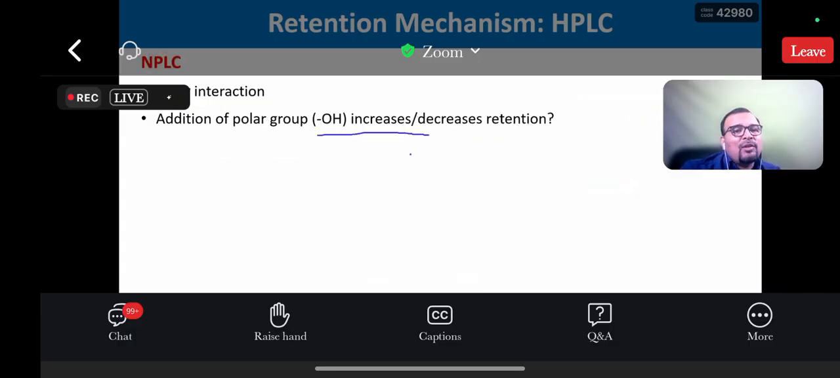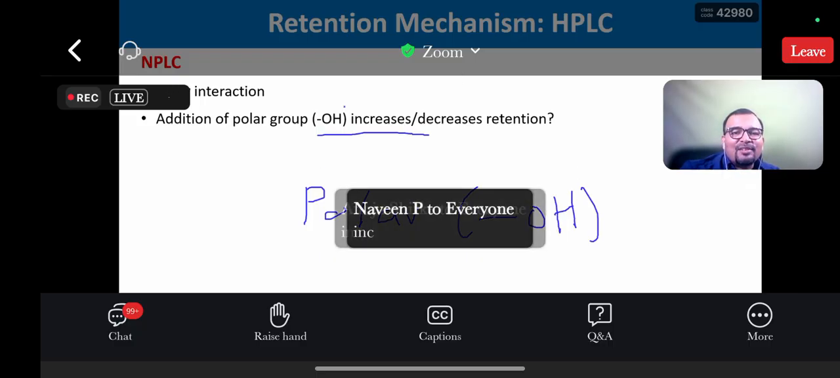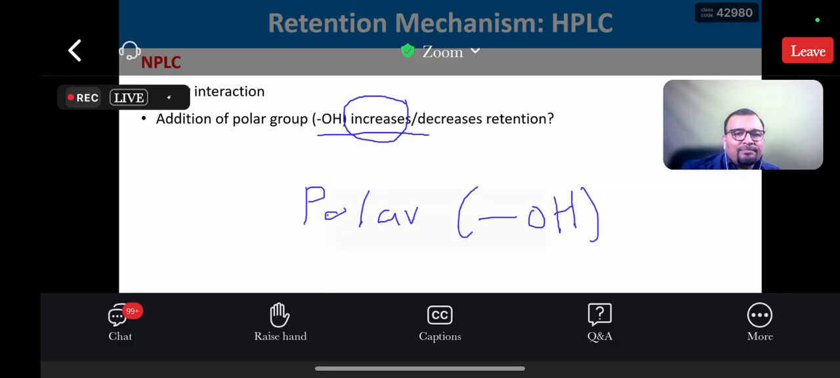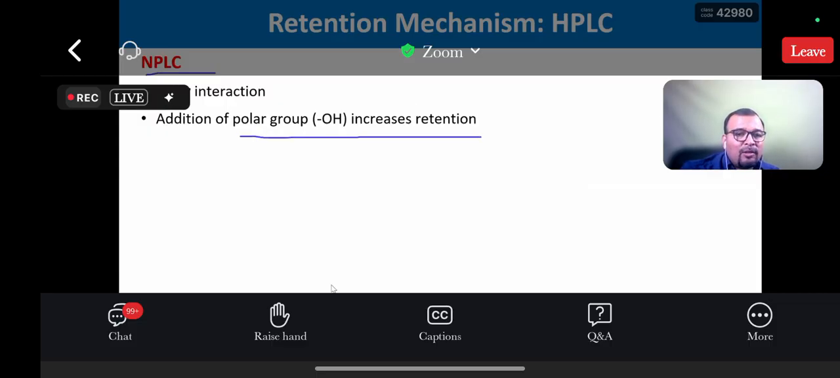What about hydroxyl groups or polar groups? Will they increase or decrease the retention? Polar groups like OH. It's polar, right? Like attracts like once again, so it is going to increase the retention time. Understand this point? So addition of any polar group will increase the retention in case of normal phase liquid chromatography.